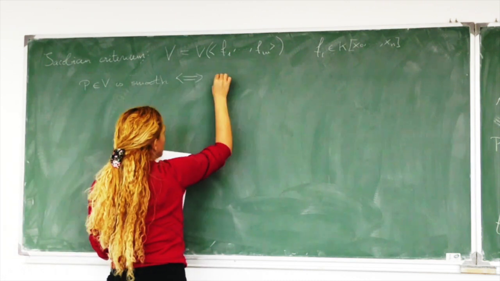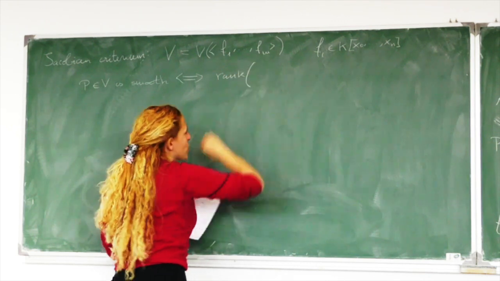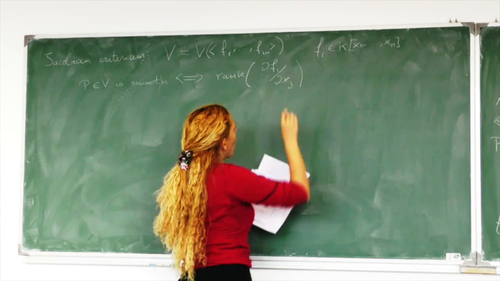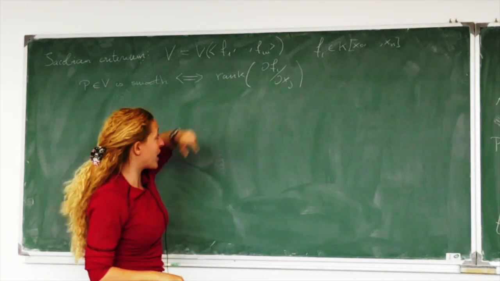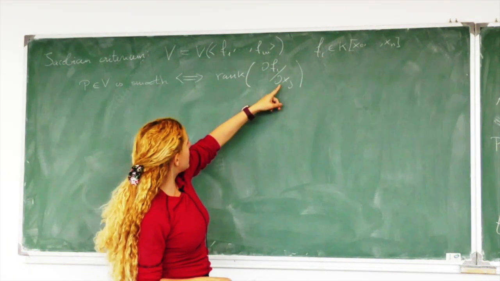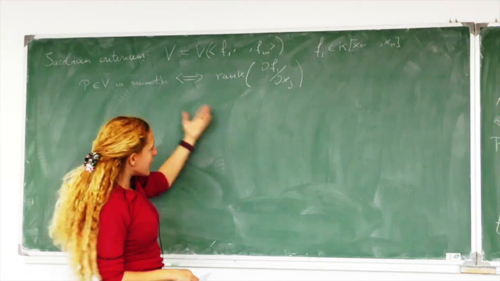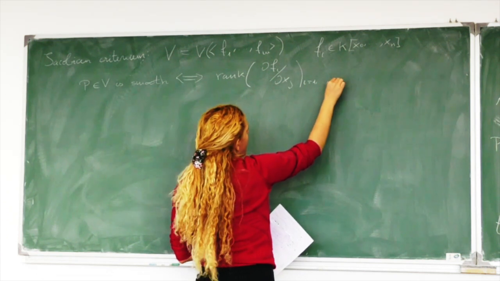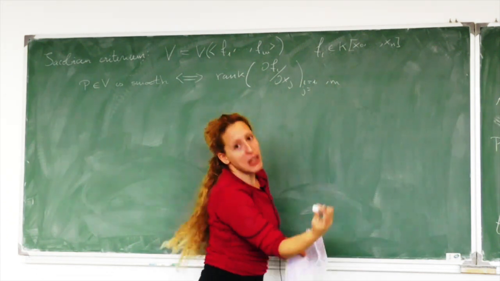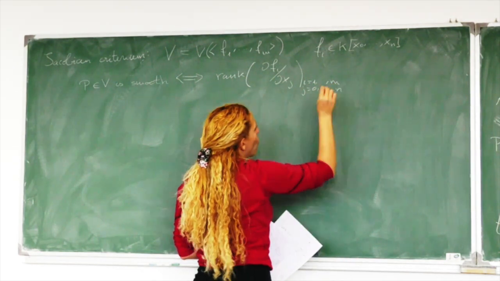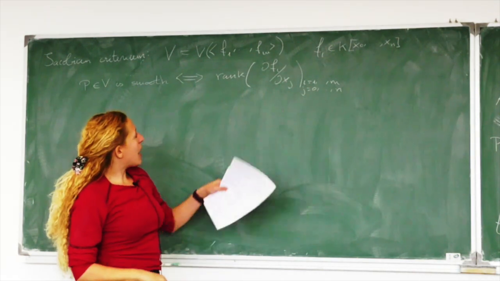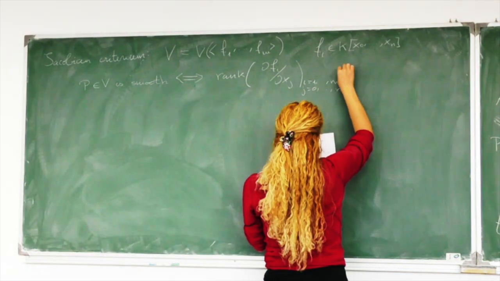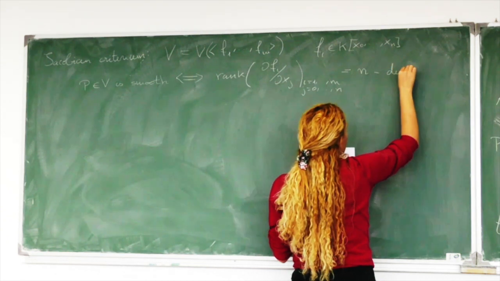if and only if the rank of the matrix that I'm going to write here, where you consider the partial derivative of all the polynomials that generate the ideal of your variety with respect to each of the variables, gives you a matrix of size m times n plus 1. So you can compute the rank of this matrix. And the rank of this matrix is going to tell you if the point is smooth, because it is smooth if and only if this equals n minus the dimension of V.